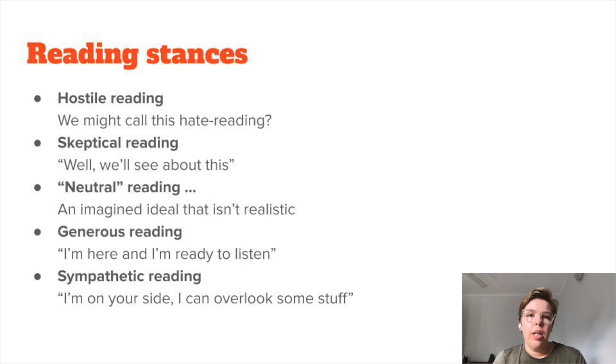And the final one that we have listed here is sympathetic reading. So generally people come into these sources when they already are on the side of the writer. They already believe that the writer's stance is true, or as a friend or whatever. The risk with sympathetic reading is that it can make it easy for you to miss problems with a source, to choose to overlook stuff. And it can make it hard for you to identify any weaknesses in the piece. So all of these different reading stances have different advantages and disadvantages.